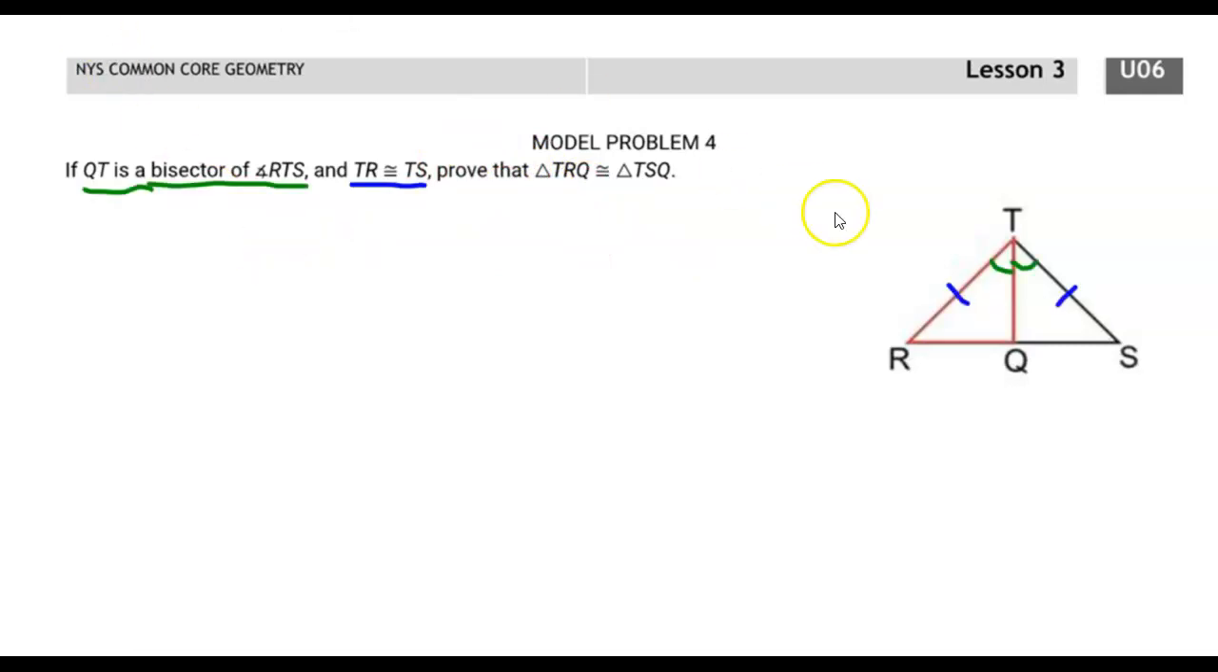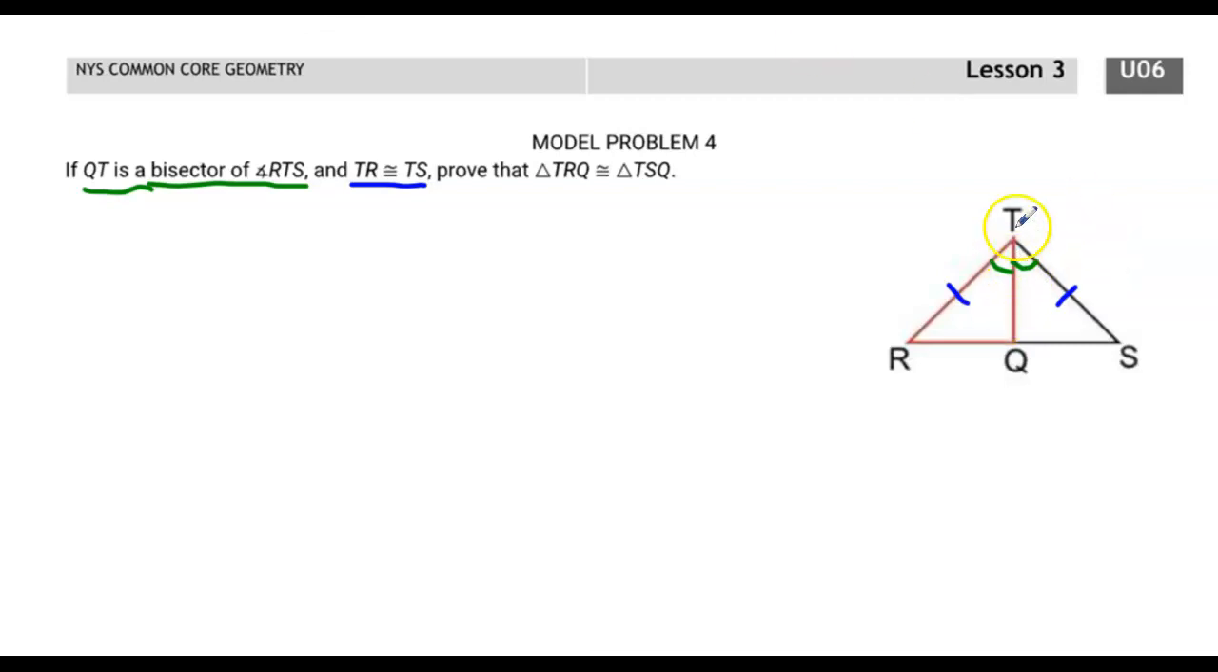Here's the diagram all marked up. I know that QT is a bisector of angle RTS. Bisecting an angle means cutting it into two equal pieces. And then TR is congruent to TS. In other words, TR and TS are congruent to each other. In order to make this a side angle side, we're going to need this side, this angle, and this side, which is side QT. Oh, how cute, QT.